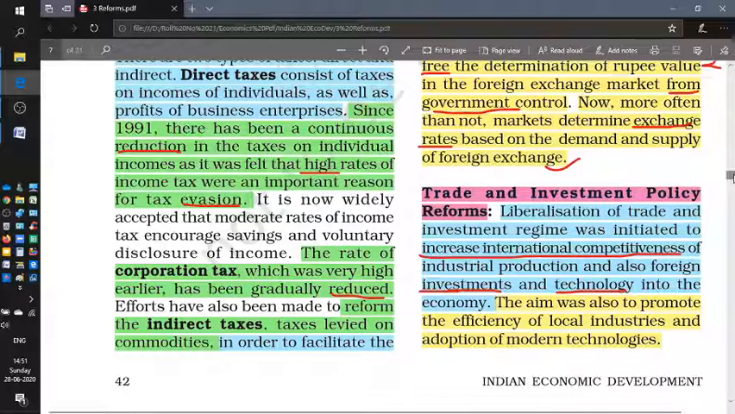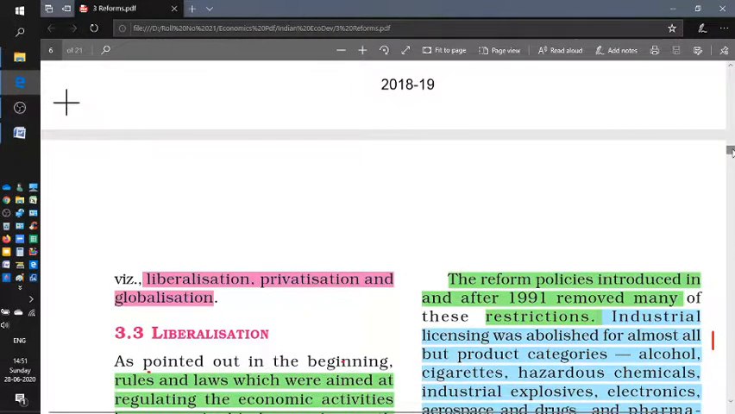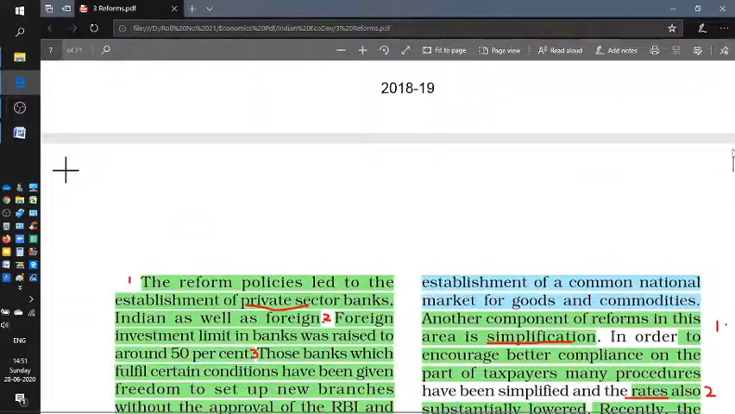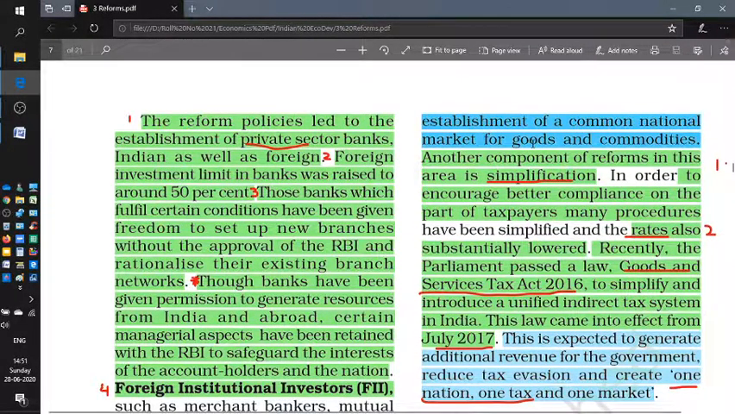And we find here in 1991, in order to facilitate the establishment of a common national market for goods and commodities, that's why they felt the need that something should be done on indirect tax. There are too many taxes in the market. That's why they want to bring about a common platform to be able to charge people who are dealing with these goods. So what do they do in these kinds of reforms for this taxation?